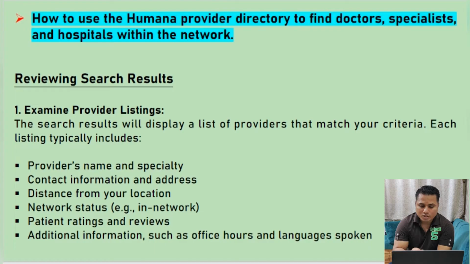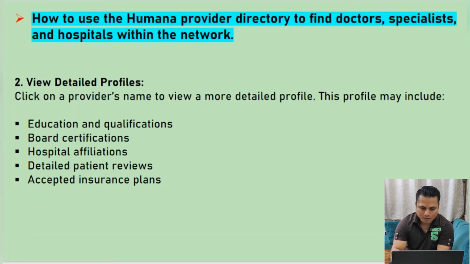Now, reviewing search results. Number one, examine provider listings. The search results will display a list of providers that match your criteria. Each listing typically includes the provider's name and specialty, contact information and address, distance from your location, network status, for example, in network, patient ratings and reviews, additional information such as office hours and languages spoken.